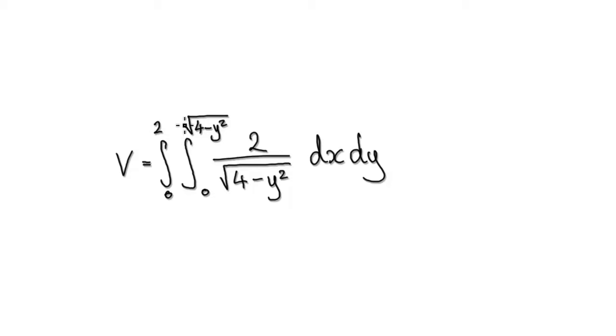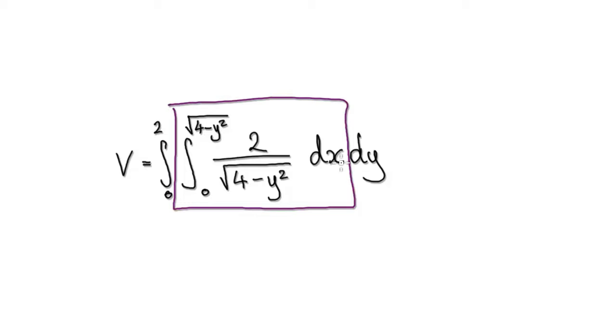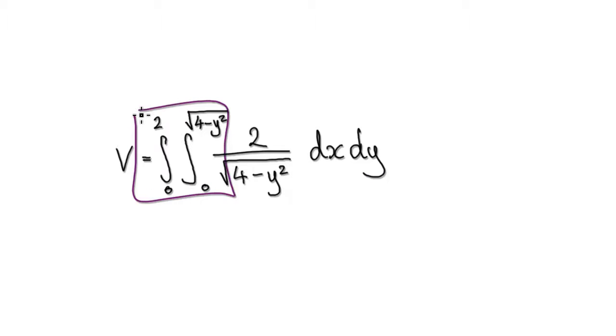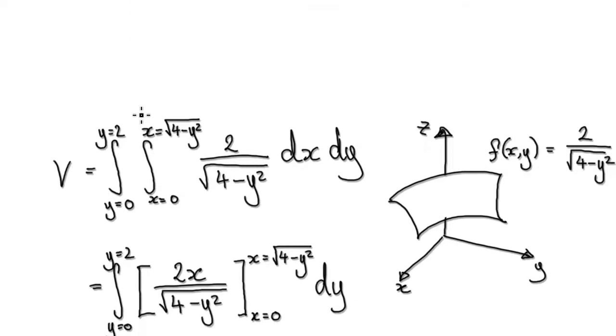Okay, so to do this, you've got an integral nested inside another integral. Because the inner one is dx, imagine this as being x equals this and x equals 0. And then the outer one, imagine it as y equals and then y equals. So imagine this whole thing here as being this.